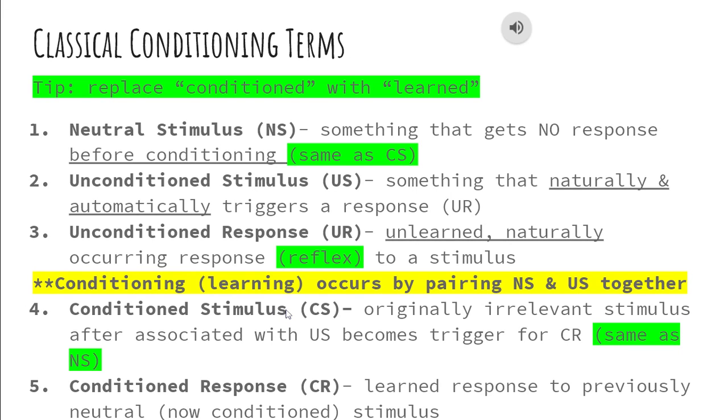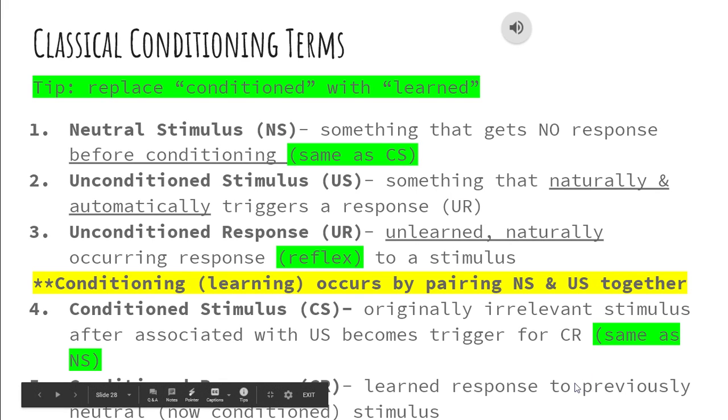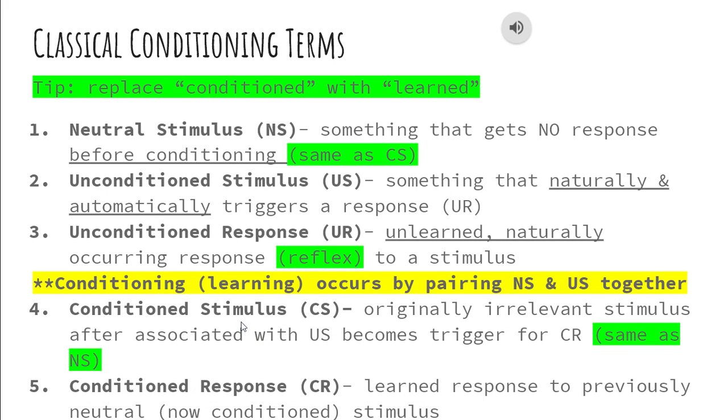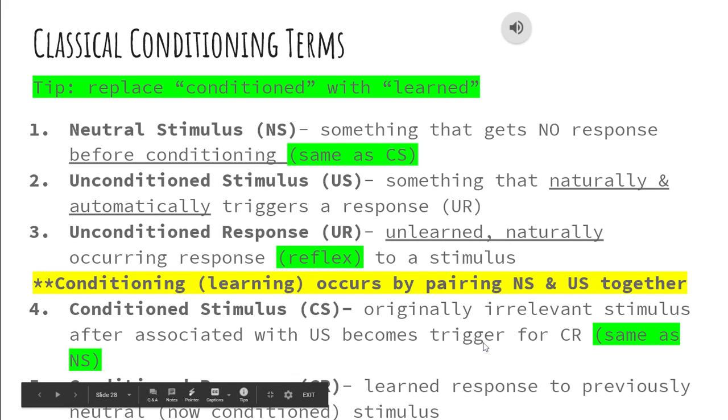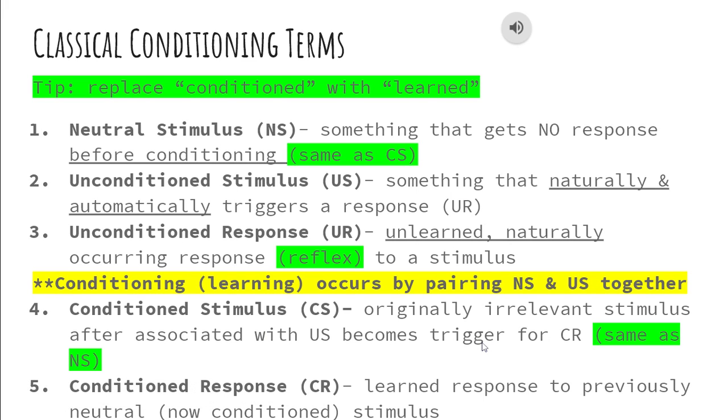So the conditioned stimulus is the same as the neutral stimulus, but it's now a learned stimulus. It's now something that shouldn't have caused a reaction, but now it does. And now it causes the conditioned response, which is the same as the unconditioned response, but it's a reaction to this neutral stimulus. What used to be a neutral stimulus is the conditioned stimulus now. Conditioned response is a learned response to a previously neutral, which is now conditioned, stimulus.